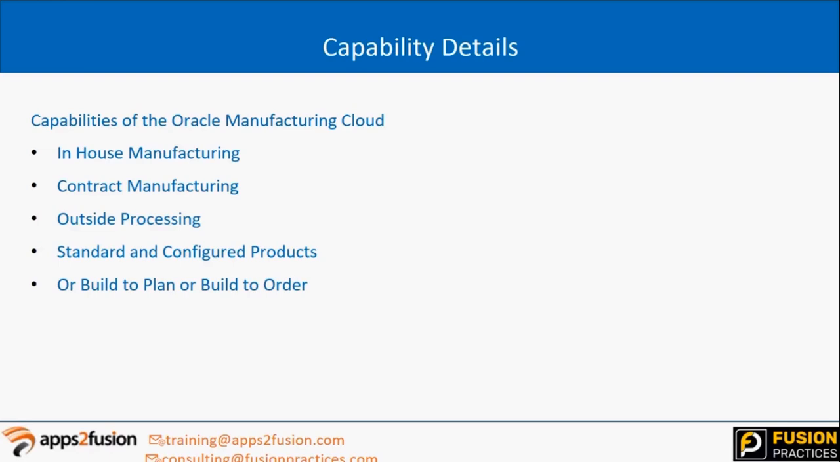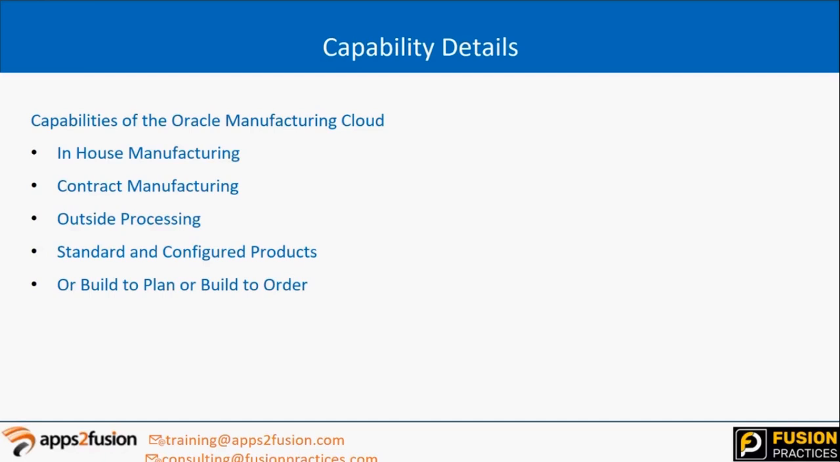Perfect. So now these are the capabilities of the manufacturing cloud. In the manufacturing cloud, we can do in-house manufacturing, wherein you're manufacturing at your plant. You can do contract manufacturing, wherein you're contracting to a subcontractor who does the work for you and gives you regular updates. We will see how this is implemented. There is outside processing, where one or many operations are outsourced to another manufacturer.